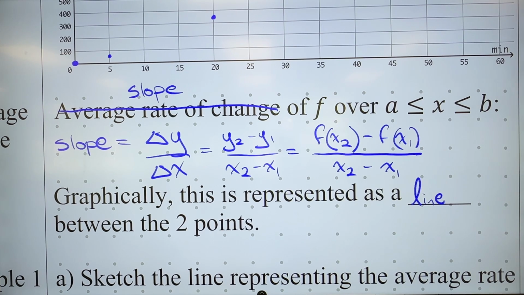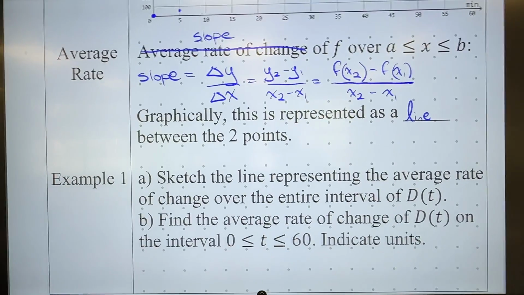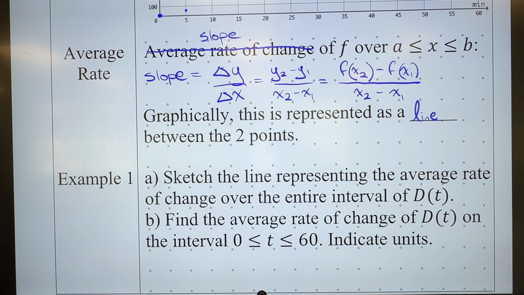And when I say line, I don't mean a curvy line, I mean a straight line. So let's go ahead and see what I'm supposed to do down here. In example 1, I want us to sketch the line representing the average rate of change. Again, as soon as I see average rate of change, in my mind, I'm crossing that out and I'm just writing slope. Sketch the line representing the slope over the entire interval.